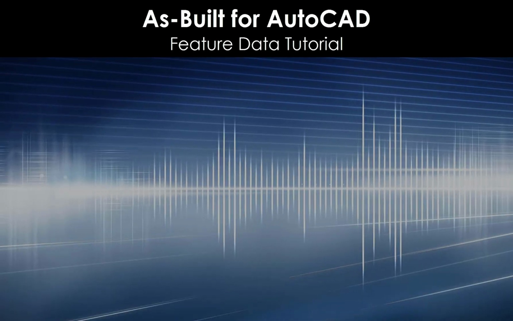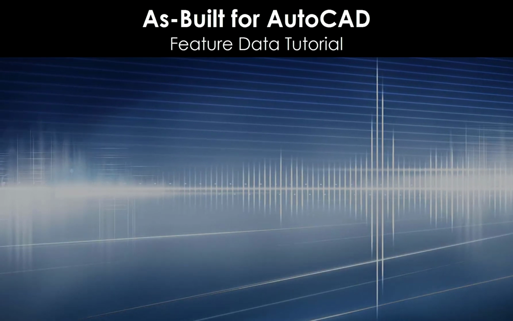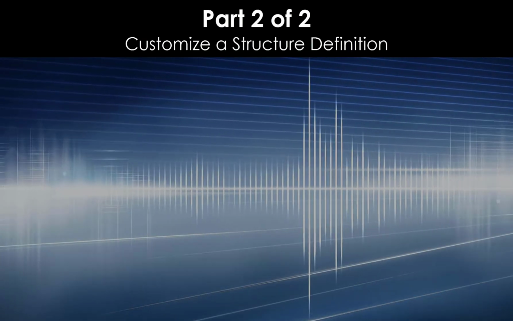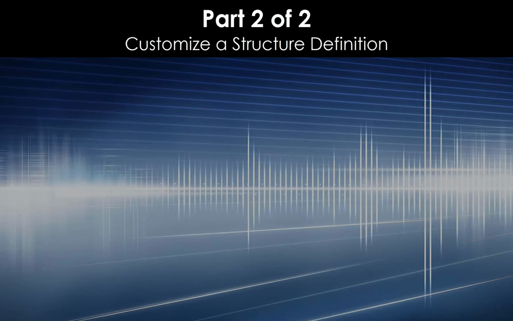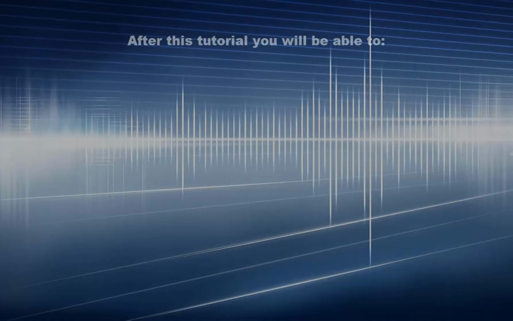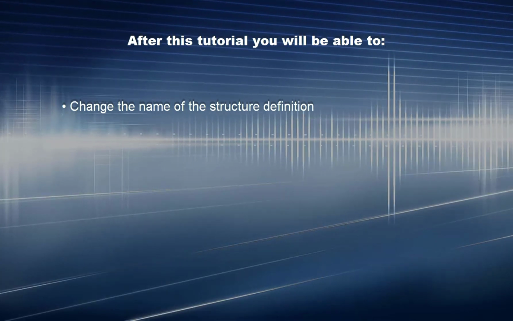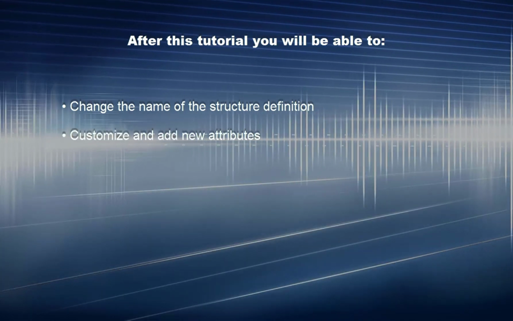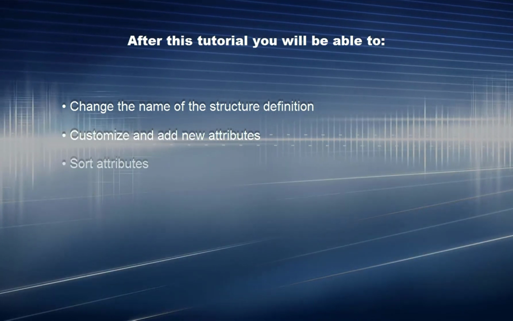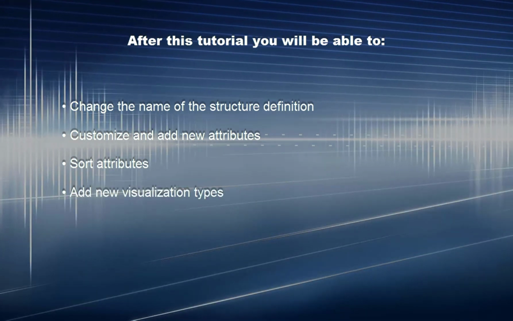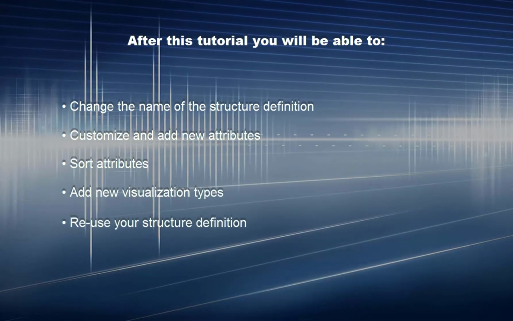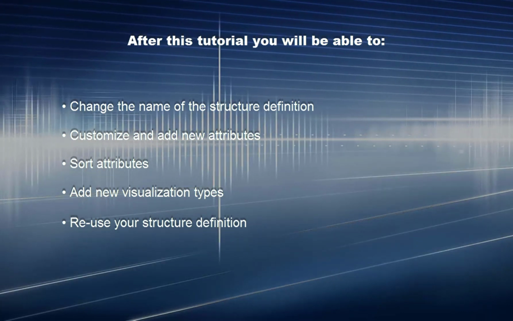As Built for AutoCAD. Feature Data Tutorial. Facade Damage Mapping. Part 2 of 2. Customize a structure definition. After this tutorial, you will be able to change the name of the structure definition, customize and add new attributes, sort attributes, add new visualization types, and reuse your structure definition.